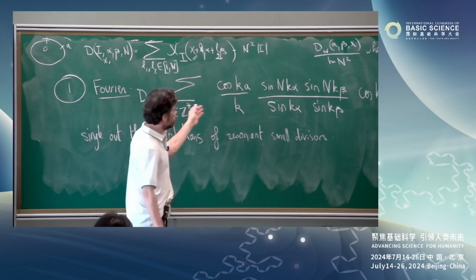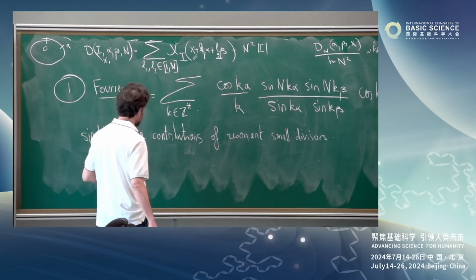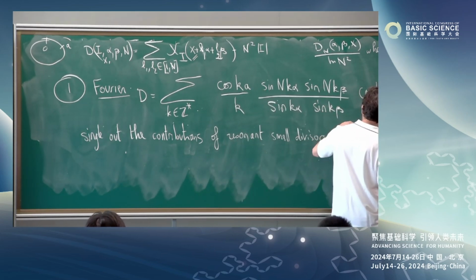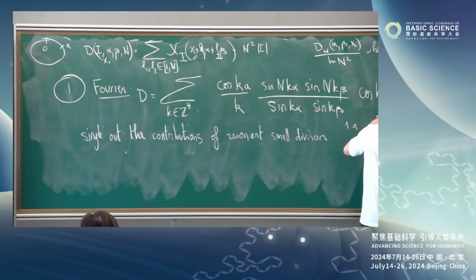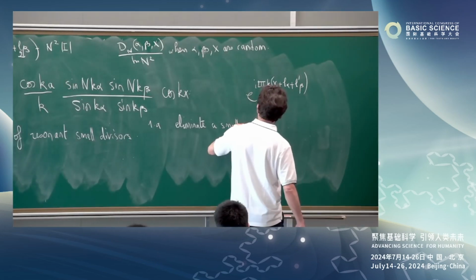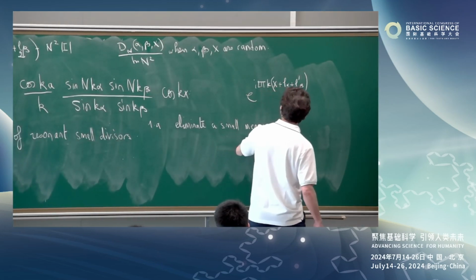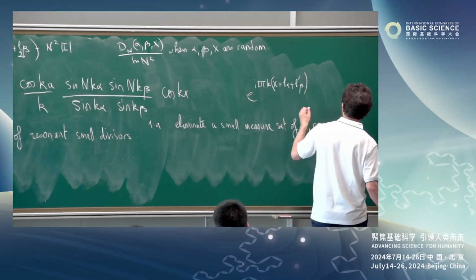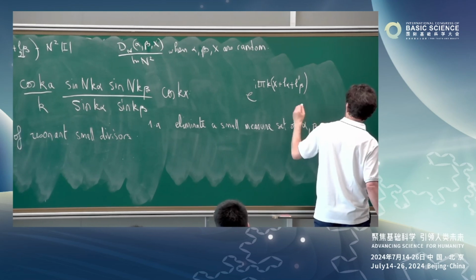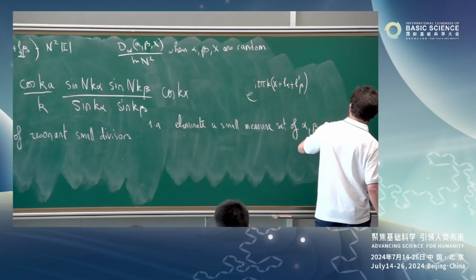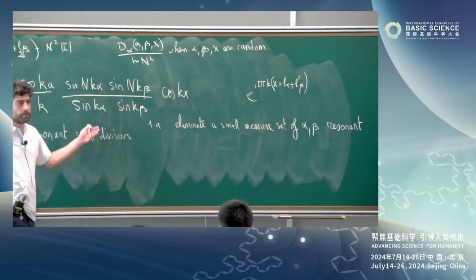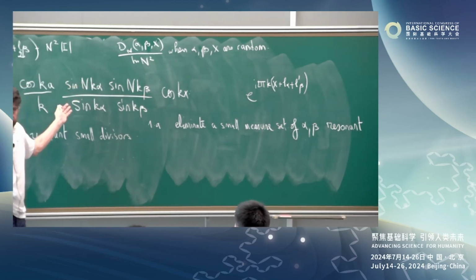So you look at D, and to do this you do two things. First of all, 1A, you eliminate a small measure set of alpha, beta that are resonant. Yes, because for example, if alpha and beta are rational, this really collapses.